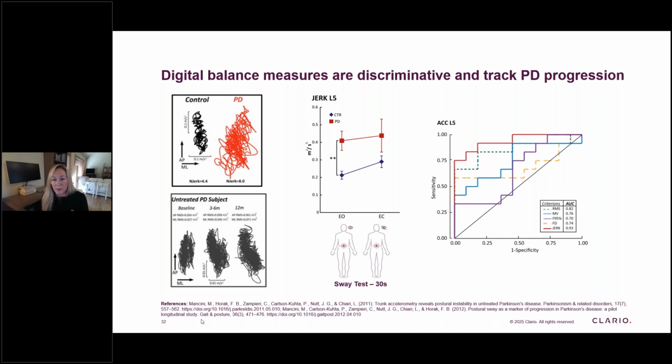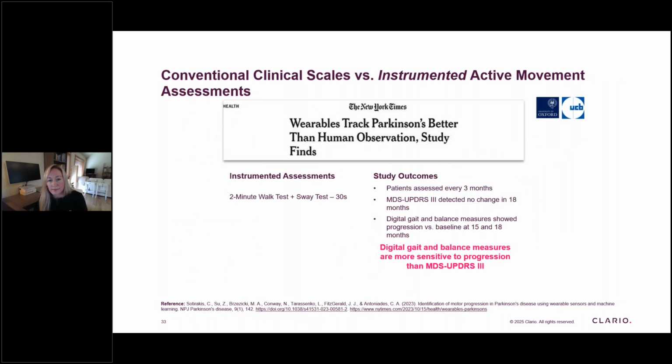And then in the next slide, we will see that both of these types of tests, a simple 2-minute walk test and a 30-second sway test, can be used in parallel with machine learning to track disease progression in Parkinson's disease earlier than the conventional scale, the MDS-UPDRS, right?